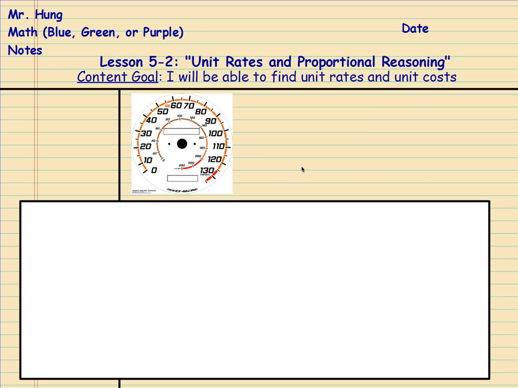Let's do lesson 5-2, unit rates and proportional reasoning. At the end of the lesson, you should be able to find unit rates and unit costs, and I'll explain what these two are in a few minutes.